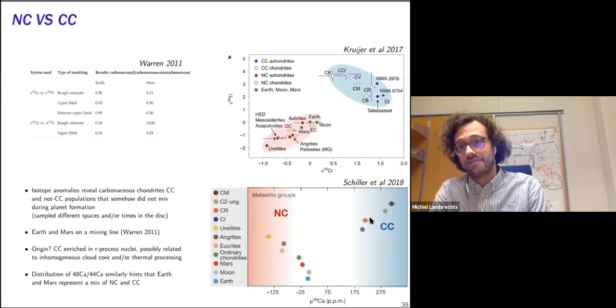I think the next thing to do would be to trace down more carefully the composition and the impact history of these bodies.